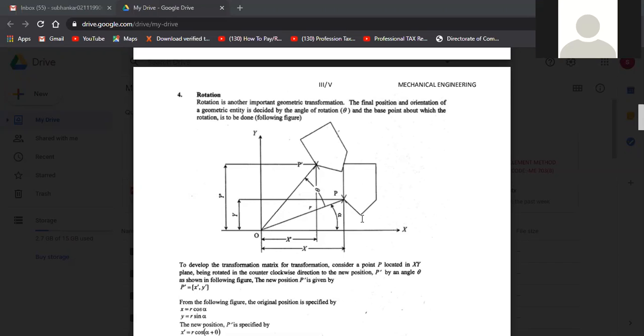I am rotating my knife by how much angle? See the diagram and tell me by how much angle I am rotating my knife. Theta plus alpha? See the diagram and tell me clearly. Only theta.